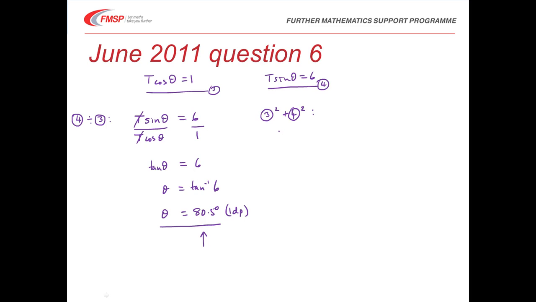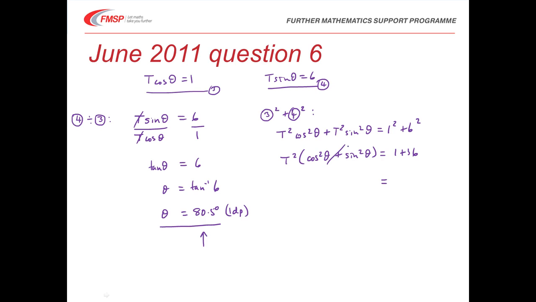So squaring the left hand sides, I've got t squared cos squared theta plus the left hand side of number 4, t squared sine squared theta. And squaring and adding the right hand sides, 1 squared plus 6 squared. Well, of course that gives me t squared as a common factor on the left. Let's take that out. That leaves cos squared theta plus sine squared theta. And on the right, 1 plus 36.